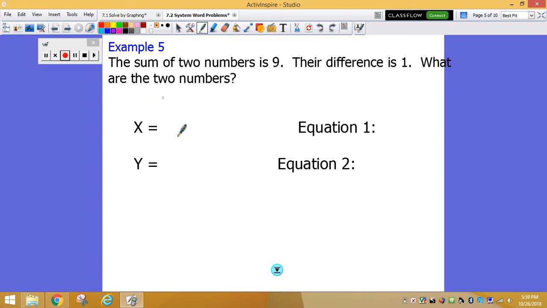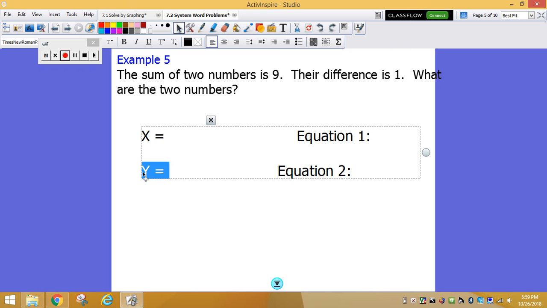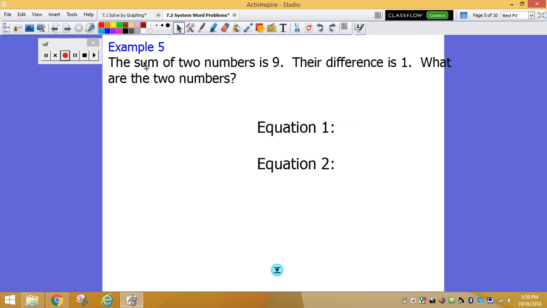The sum of two numbers is 9. Well, I don't need the x and y for this. We're just going to make our two equations. So for this, you need to know what sum means. Sum means to add. So if I added two numbers, I would get 9. Difference is 1. So you need to know that difference means to subtract. So if I did x minus y, I would get 1. What are the two numbers?